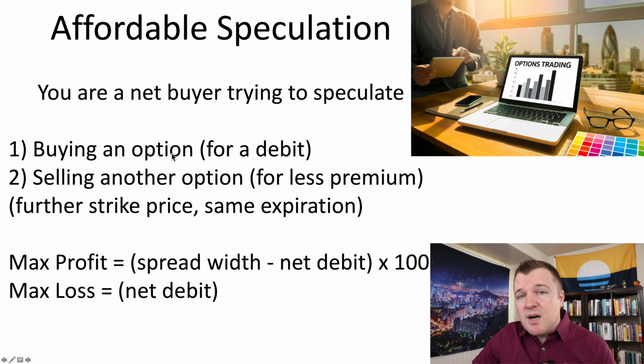The debit means money is coming out of your account to pay the seller. And then you're also going to be a seller. You're going to sell another option for less premium than what you paid, at a further strike price on the same expiration date. So your max profit is the width of the spread of the strikes minus the debit you're paying, multiplied by 100. And your max loss is just the net debit. It's the same as buying a call or buying a put. Your max loss is the contract that you're paying for.